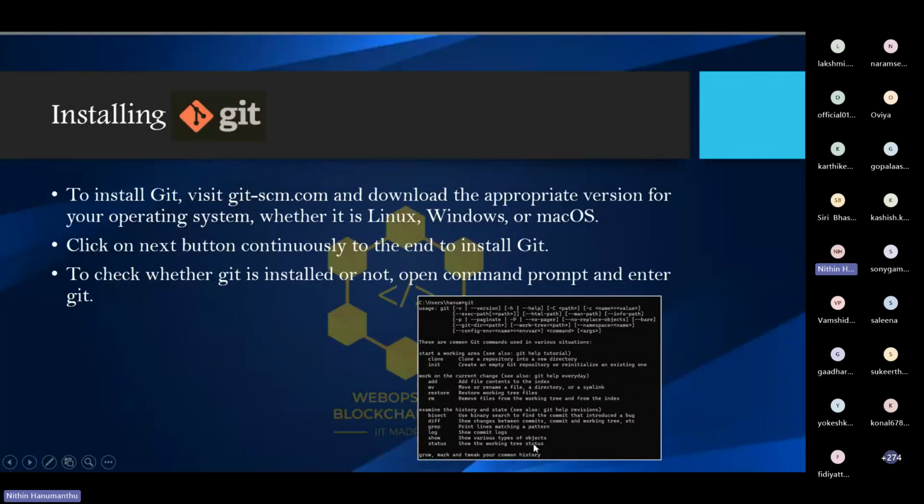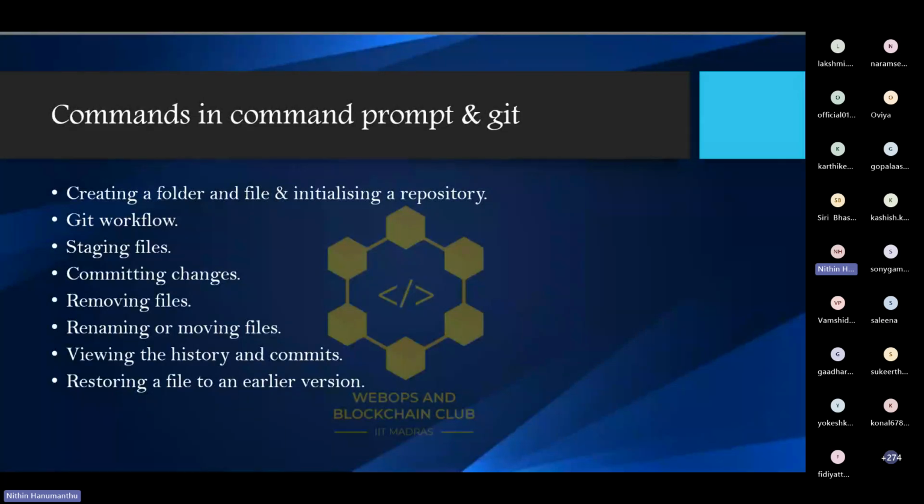Now let's get into a few commands in command prompt. One is creating a folder and initializing a repository, and Git workflow, staging files, committing changes, removing files, renaming, viewing history, and restoring a file to an earlier version. I think you all know what these mean except staging, committing, and repository. Repository means it's just a project. That is called a repository. A repository will contain files and all. Staging and committing, you'll get into that shortly.